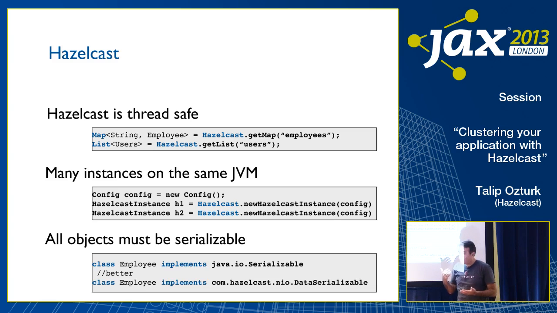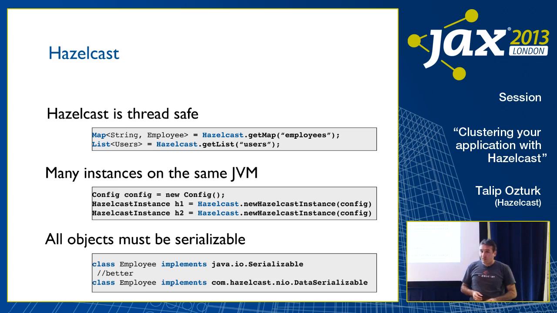Yes, we rely on serialization. Somehow we should be able to serialize the object. Either the object should be serializable, or you tell us how to serialize it. Or if you want faster serialization, you go with the DataSerializable interface that we have. You have to implement a couple of methods there, two methods actually, and then the serialization will be much faster.